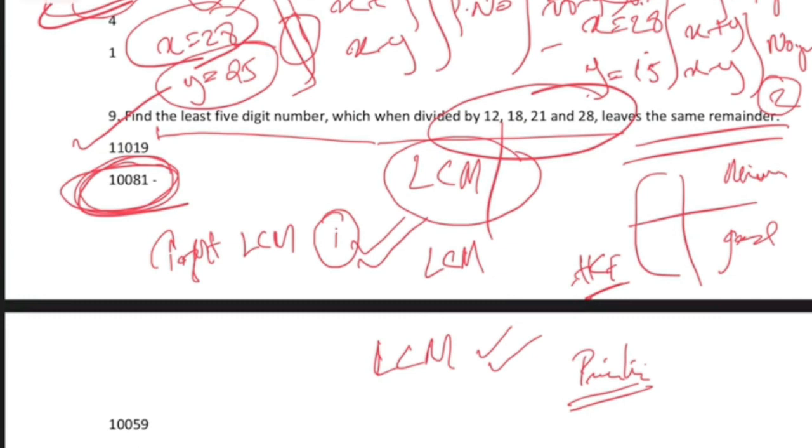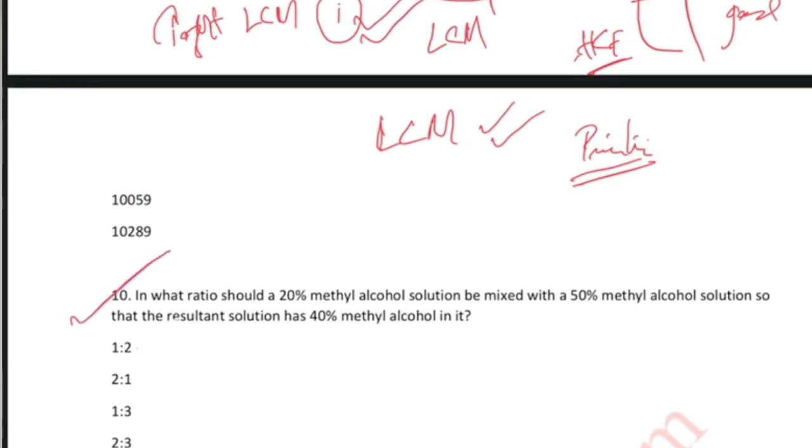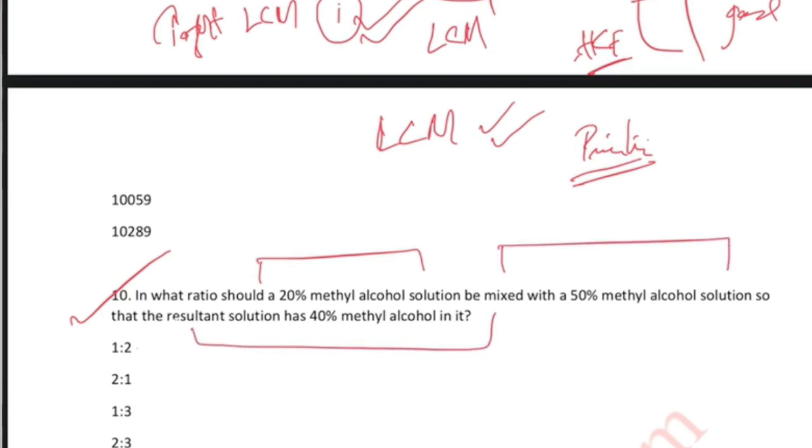Okay, so for the time being we are coming to the last question. So the last question here is question 10. In what ratio should a 20% methyl alcohol solution be mixed with a 50% methyl alcohol solution, so that the resultant solution has 40% methyl alcohol in it? Very easy question from the topic alligation and mixture. So how are we going to solve this? Let mixture number 1 be M1 and mixture number 2 be M2. So it is given that the 20% methyl alcohol is to be mixed with the 50% methyl alcohol solution, so that the resultant is 40% methyl alcohol.